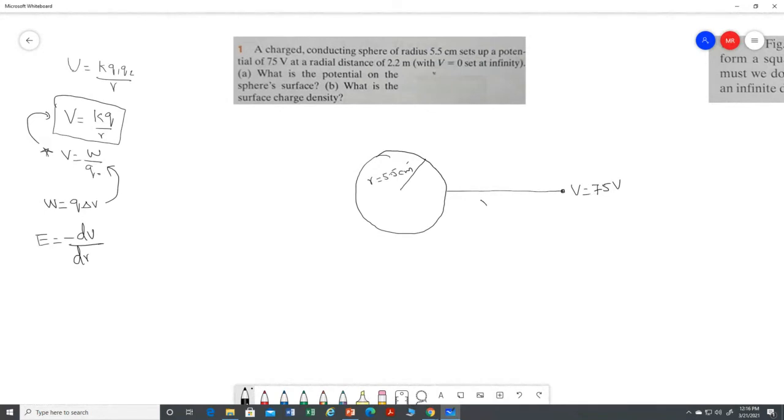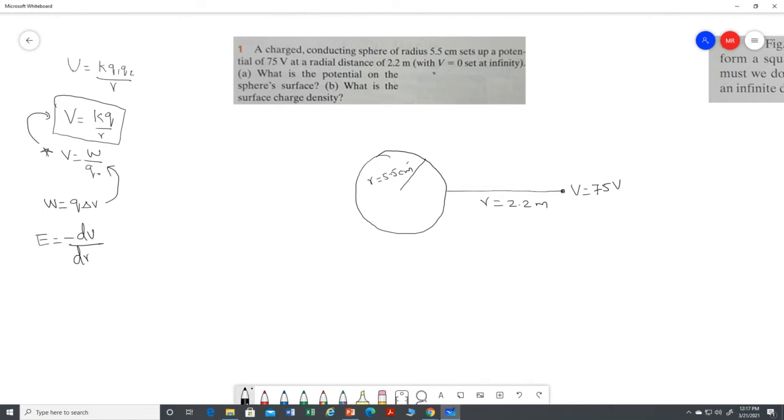So what is the distance here? The distance is clearly mentioned as 2.2 meter. Consider that at infinity your potential is 0, because whenever you move away from the charged particle, your field strength will be 0 and your potential will be 0. Clear? So according to the question, the charged sphere has radius 5.5 centimeter and sets up 75 volt at a radial distance of 2.2 meter. Now we are going to find the potential on the sphere surface.